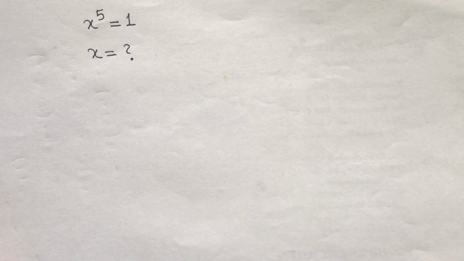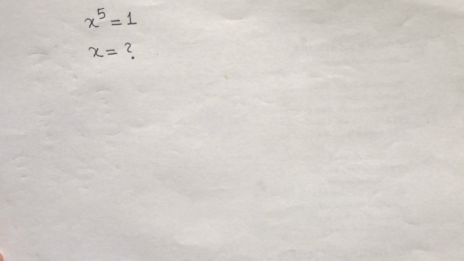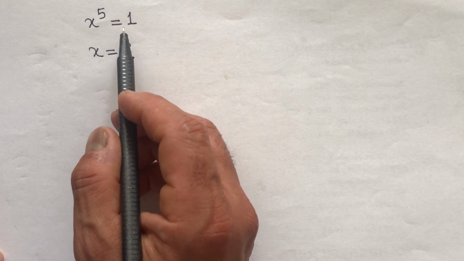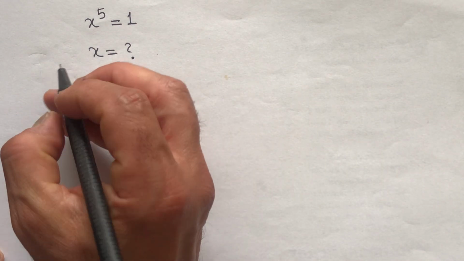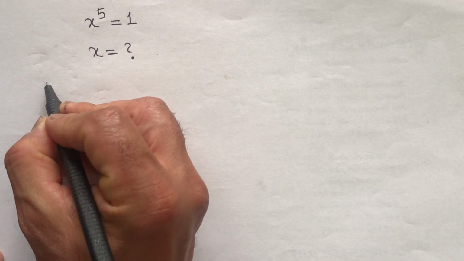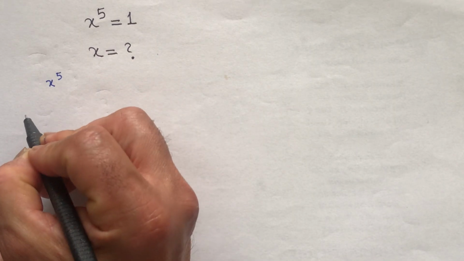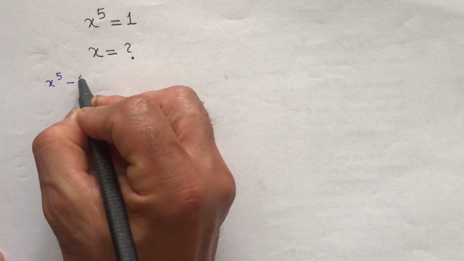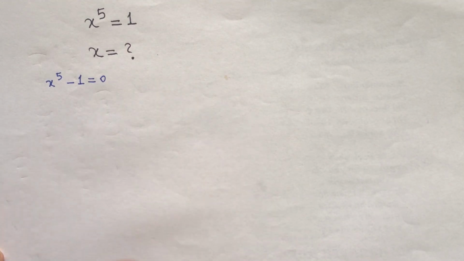Hello everyone. Today I would like to find the solution of this equation: x to the power of 5 equals 1. So the equation normally is x to the power of 5 minus 1 equals 0.